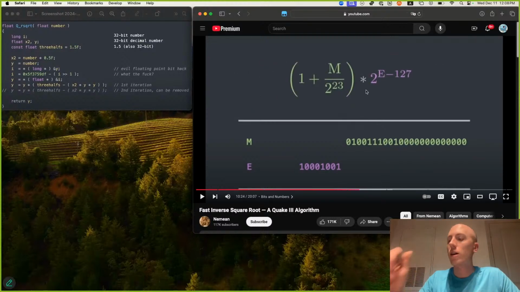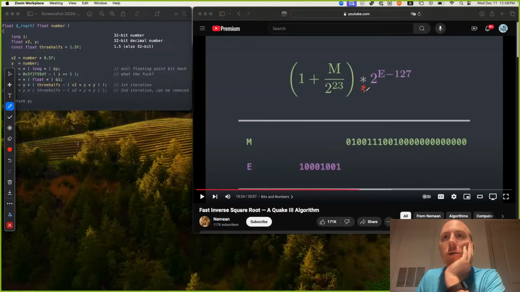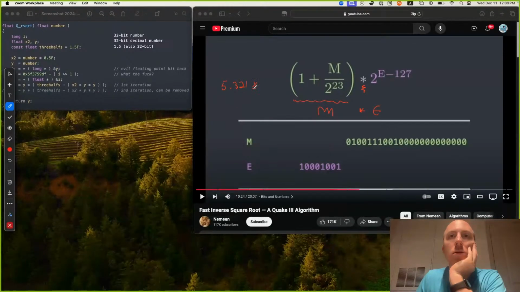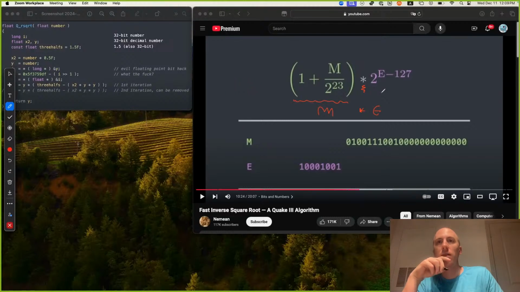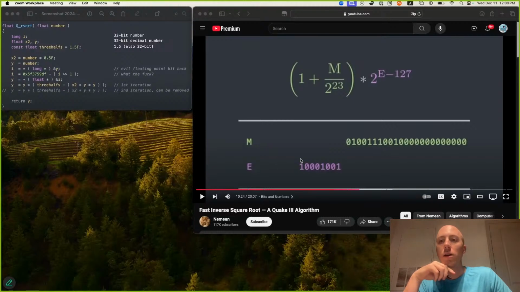Okay, yeah, I didn't realize, I just didn't even see this, that we're multiplying these two numbers. So we're just multiplying the mantissa times the exponent, like 5.321 times the exponent, 10 to the 5th, whatever. Yeah, it's 2 to the whatever. So with logs, the log of a product is just the sum of the logs.